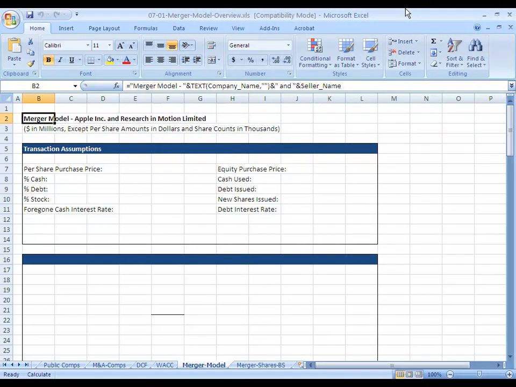In this lesson, we're going to begin our coverage of the merger model, which is one of the more advanced topics in this course, but something that could easily come up in the context of investment banking and even private equity interviews.